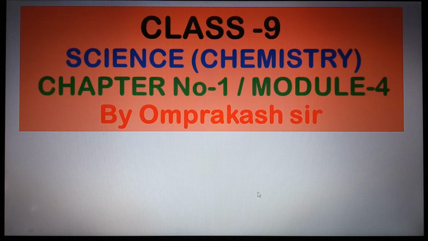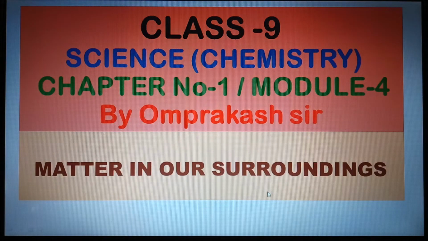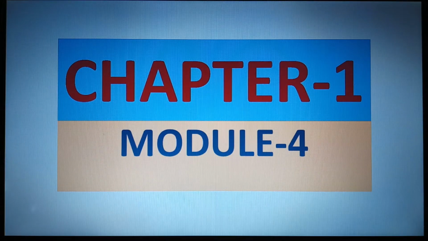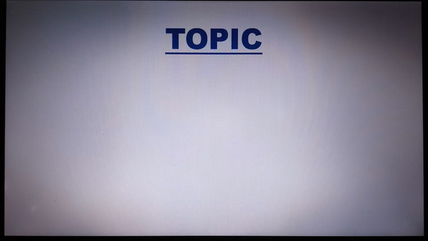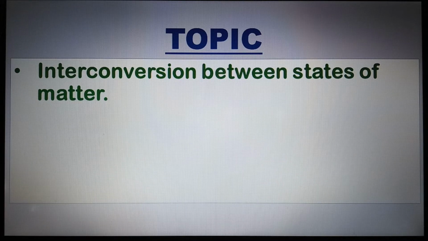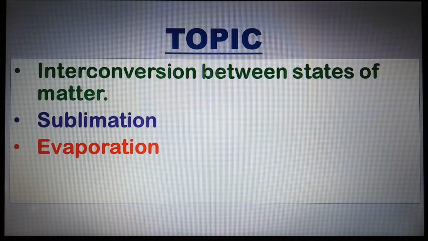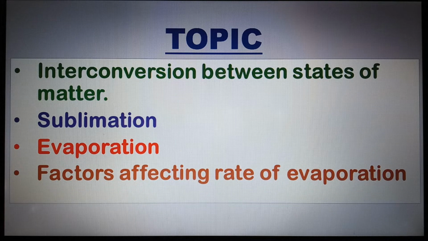Good morning, students. Here, chapter number 1, chemistry, class 9th, module number 4, which will be the last module for chapter number 1, that is Matter in Our Surroundings, the chapter name. The topics that we are going to cover in this module are interconversion between states of matter, sublimation, evaporation, and factors affecting the rate of evaporation.